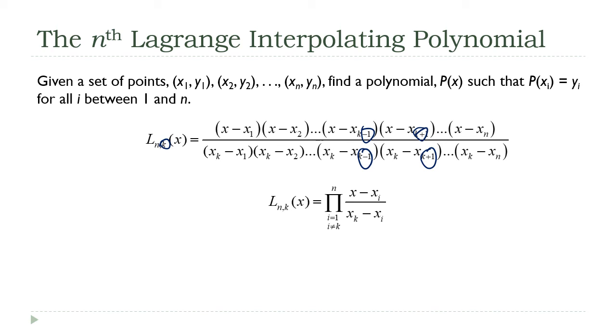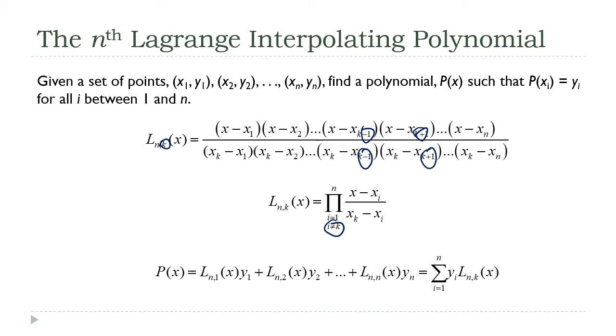You notice that we do have this one little requirement down here that we have to skip i equals k. Once we've got those, we can do just like we did on the last slide. We're going to take L1 times y1, L2 times y2, all the way out to L sub n times y sub n, add them together, and that is our nth Lagrange interpolating polynomial.